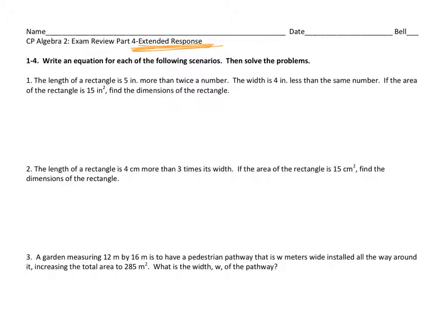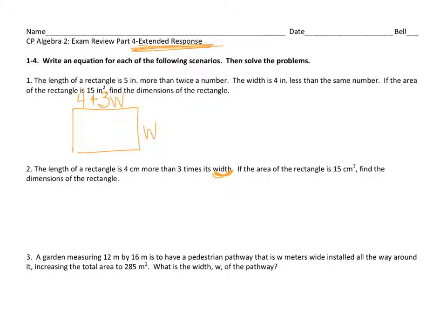It says the length of a rectangle is 4 centimeters more than 3 times its width. The area of the rectangle is 15 centimeters. Find the dimensions of the rectangle. So I have this rectangle, and it tells me everything is based on the width. So that means one of these sides is width. The other is 4 more than 3 times the width, 4 plus 3w.